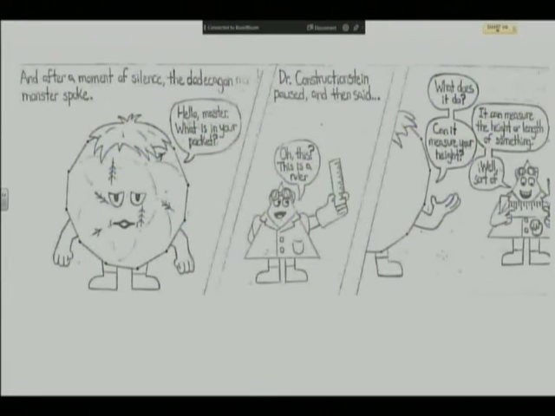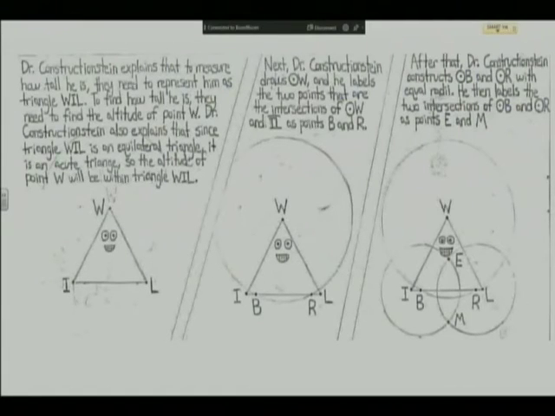"Well, sort of." Dr. Construction Stein explains that to measure how tall he is, they need to represent him as a triangle, Will, to find how tall he is. They need to do this to find the altitude of point W. Dr. Construction Stein also explains that since triangle Will is an equilateral triangle, it is an acute triangle, so the altitude will be within the triangle.